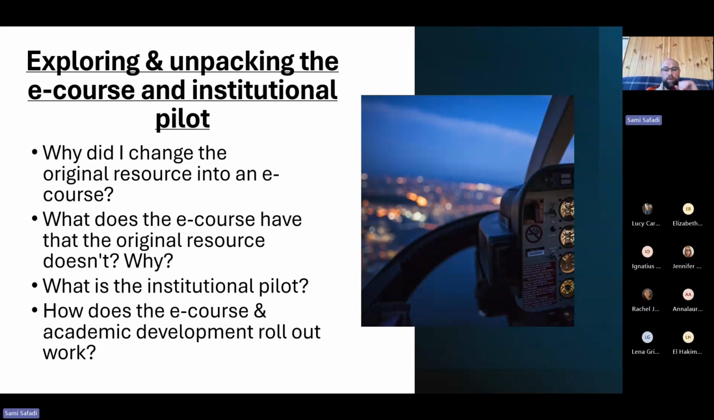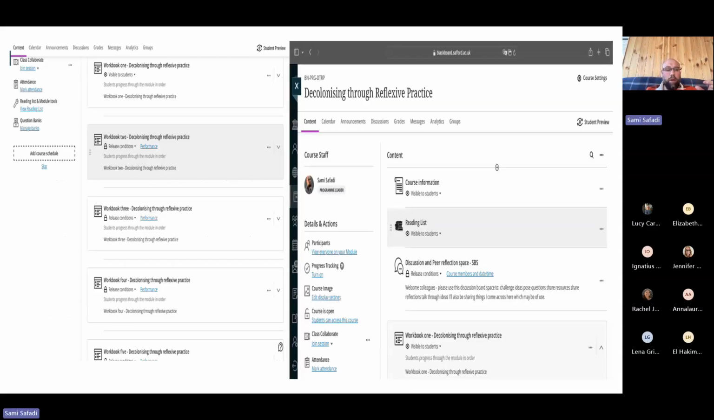The e-course itself looks like this. I've got a couple of images, hopefully you can see this. These are 2 images side by side. Anyone who's got Blackboard or uses a similar VLE is going to understand this. A bit of a squashed image, so I do apologize. The image on the right, where it says Decolonising through Reflexive Practice, is the landing page for the e-course, housed on Blackboard as a site.